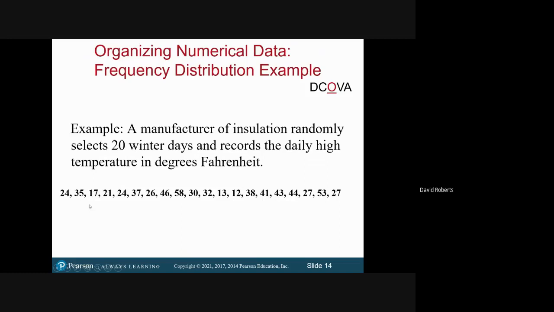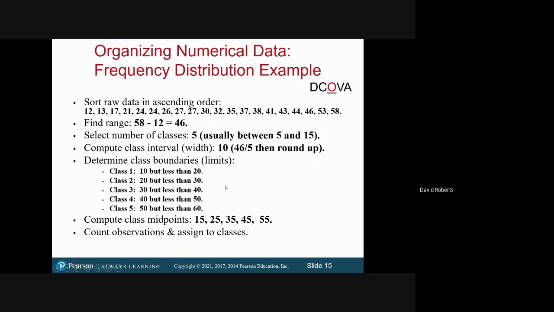So in this particular case, one of the first things you need to do is put this into an ordered array. This is hard to read, hard to figure out, and hard to group. In these cases, they're in Fahrenheit. So you find the range. The largest number is 58 and the smallest number is 12. So there's a 46 number difference between the smallest number and the largest.